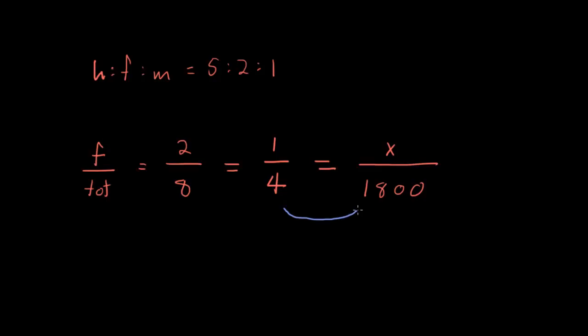So to get from 4 to 1,800, I multiply by 450. Just a quarter of 1,800, and so we'll do the same thing on top, times 450, and that is our value of x. So our answer is D.